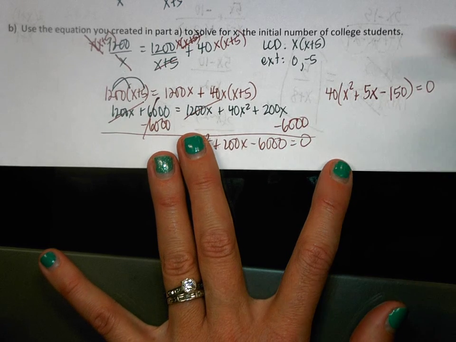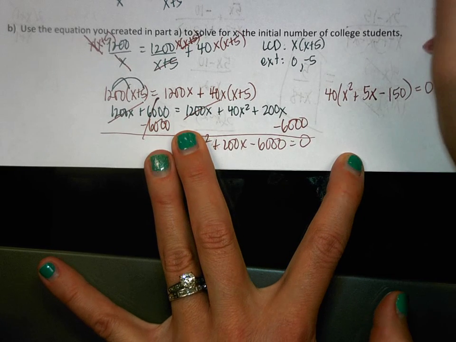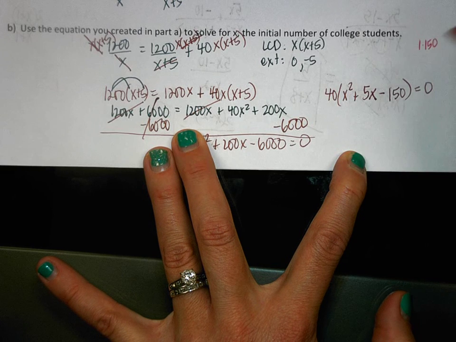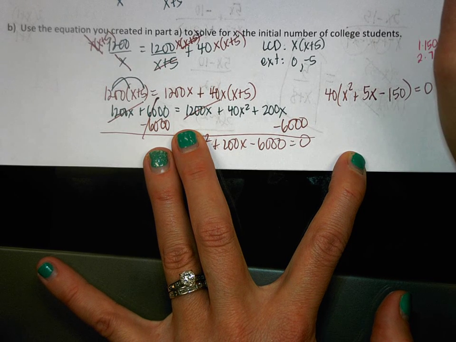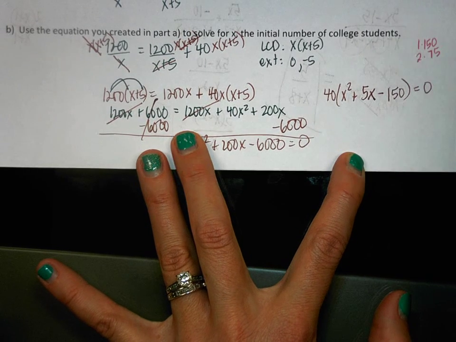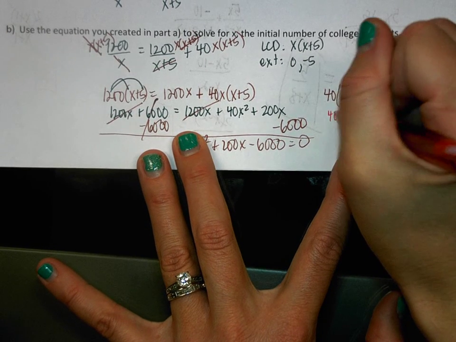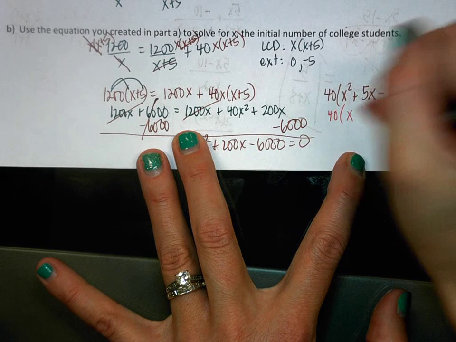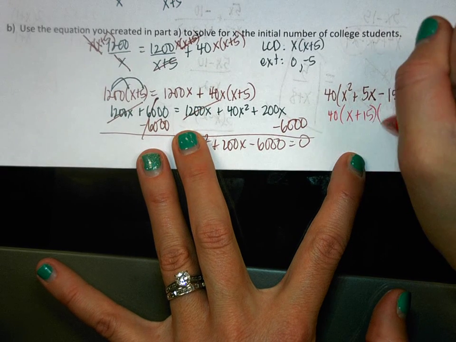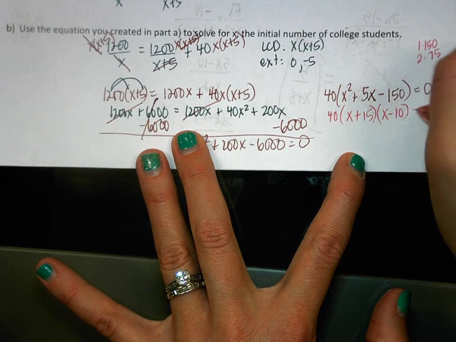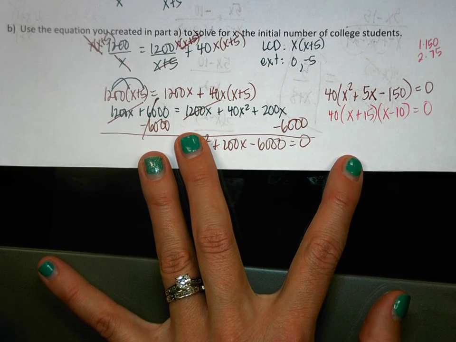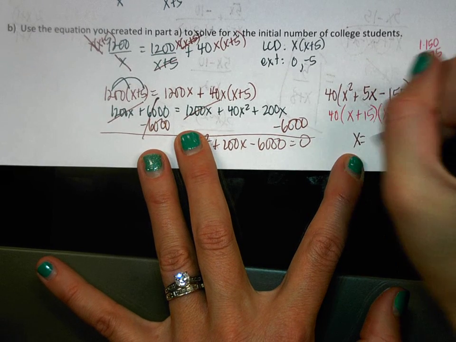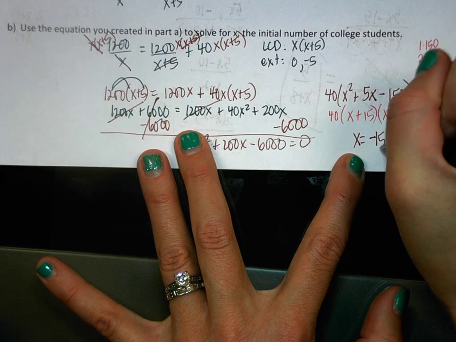If you're ever not sure though, remember you could start making a list, so like 1 and 150. And then you could go 2 and 75, right? And keep going through until you can find the numbers that work. Okay, but Noah helped us out, and we got x plus 15 and x minus 10. And so when we set those equal to 0, what do we get? Was it 10 and -15? Good, negative 15 and a positive 10.